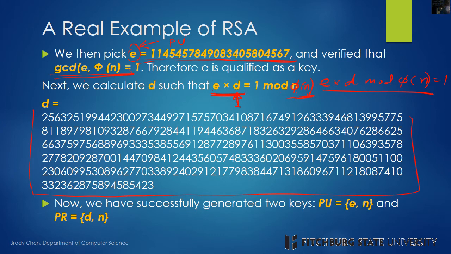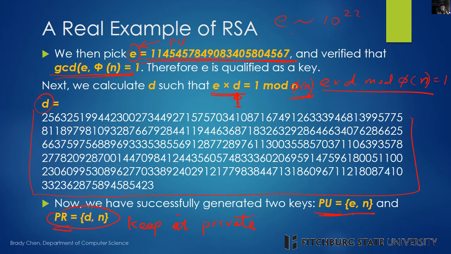Now, how many digits does E have? 1, 2, 3, 4, 5, 6, 7, 8, 9, 10, 11, 12, 13, 14, 15, 16, 17, 18, 19, 20, 21, 22. So E is about 10 to the 22. That's a relatively small number. It is not small by my standard, but it's a small number for RSA to deal with. And the multiplicative inverse of E, which is D, is a huge number. So I make E public and keep D secret, private. So that's the public key, that's the private key.